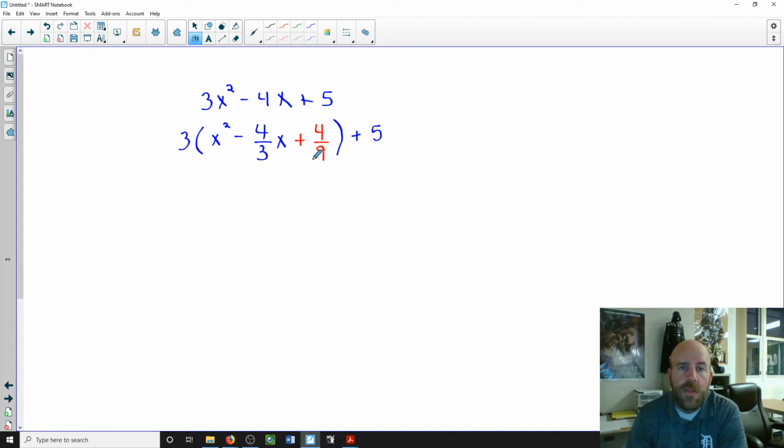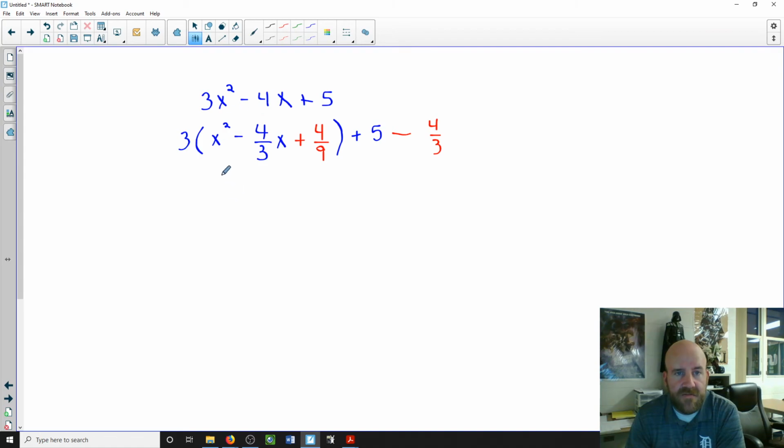Okay. And now we have to think about what we are subtracting from the end. So we're subtracting 3 times 4/9. That would end up being 4/3, because if we multiplied, we'd get 12 over 9, which reduces to 4/3. Now let's clean this up.